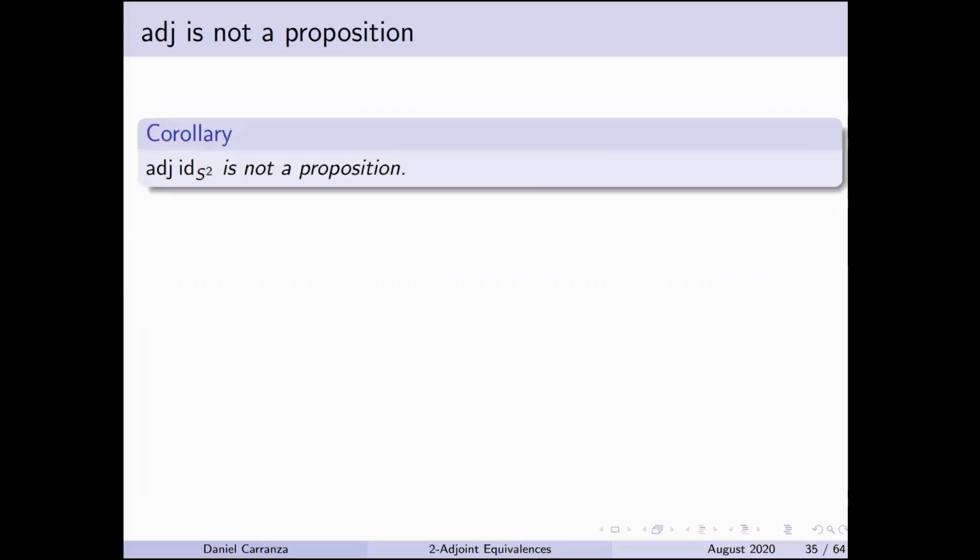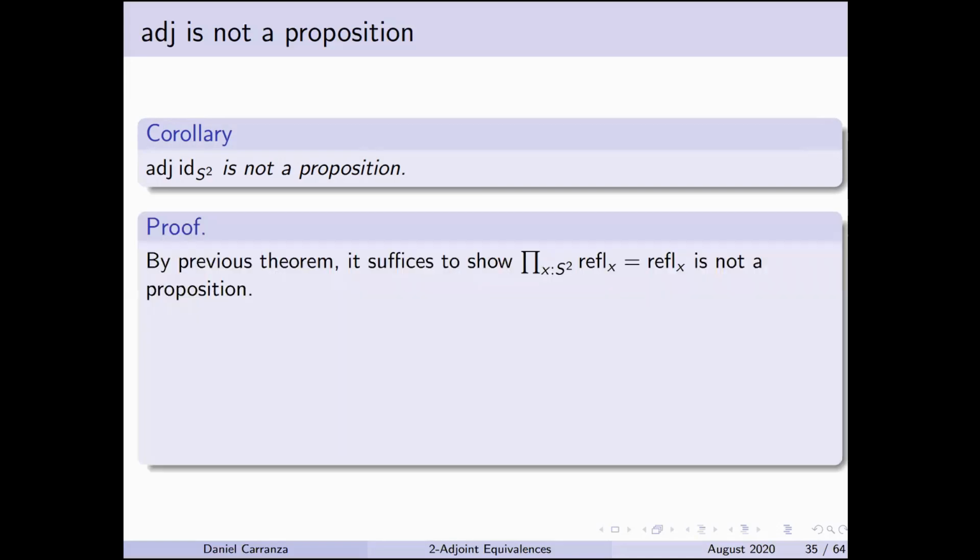I say that this suffices to show that the data of full adjoints is not a proposition. This time, I'm going to take my equivalence to be just the identity map on S2. S2 is the sphere. As we know, the sphere is inductively defined by a point base and a 2-cell that says refl base equals refl base.